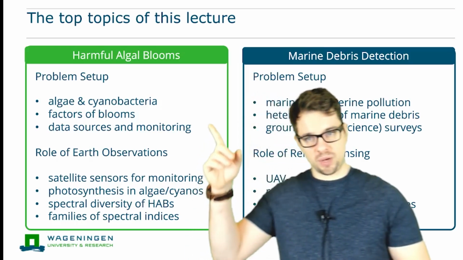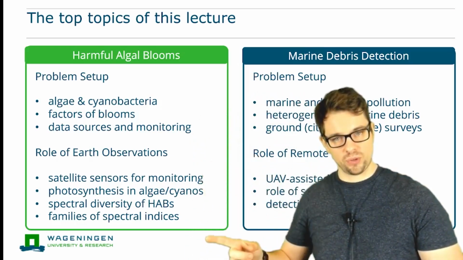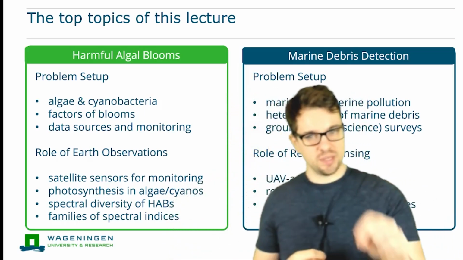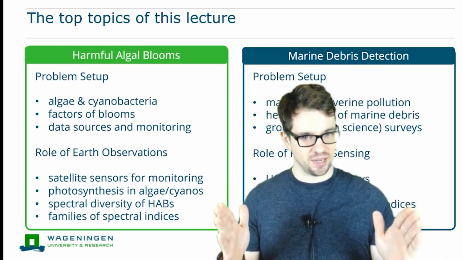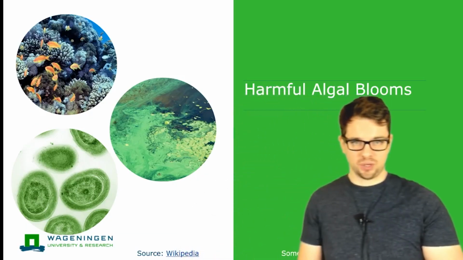So for each of them, I will go through a first part on the problem setup and then talk about the role of Earth observation. And I will basically leave notes in the sections below so you can skip ahead and you don't have to watch the entire lecture to get to individual parts. So let's start with the harmful algal bloom mapping.